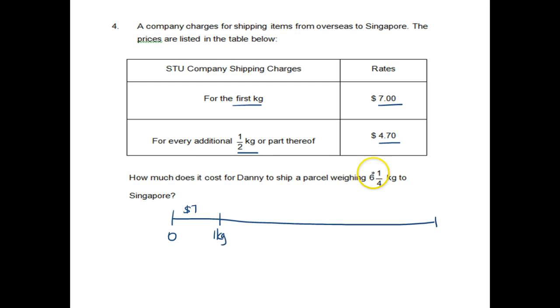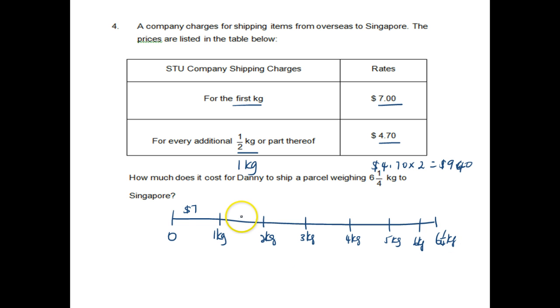Subsequent 1 kilogram, she must pay $470 times 2, which is $940. Or 1 kilogram, 2 kilogram, 3 kilogram, 4 kilogram, 5 kilogram, 6 kilogram, 6 1/4 kilogram.